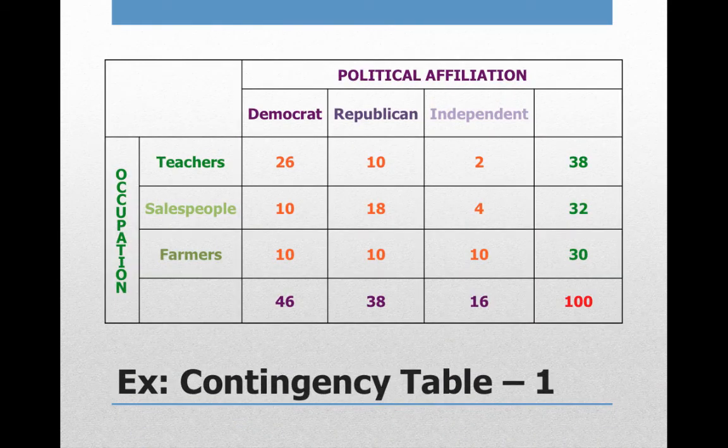So let's use this example for our lecture. We want to look at the relationship and the differences between occupation and political affiliation. Let's say we're looking at 3 groups of workers, teachers, salespeople, and farmers, and looking at their political affiliation. So are you a Democrat? Do you identify as a Republican? Or do you identify as an independent? We can see here the data for all of our teachers, salespeople, farmers, and for each of our political affiliations.